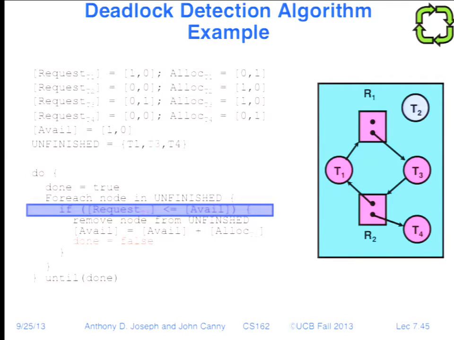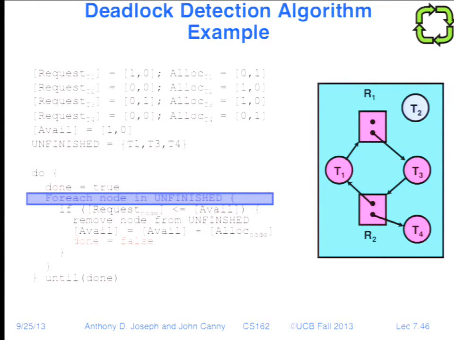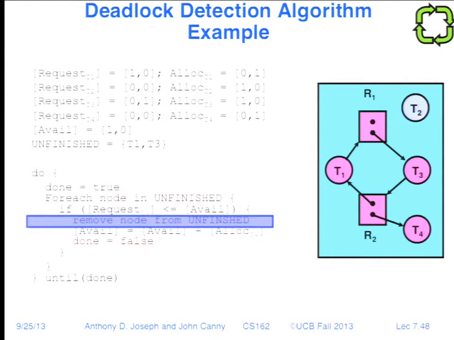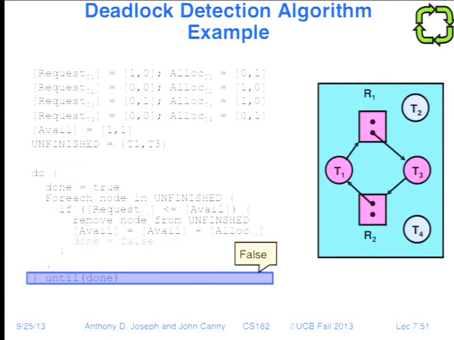T3 is requesting an instance of R2, and R2 is not currently available. So we'll go back and try again. We'll try T4. And anyway, you get the idea. T4 is not requesting anything. It already has its resource, so it's going to depart from the picture.